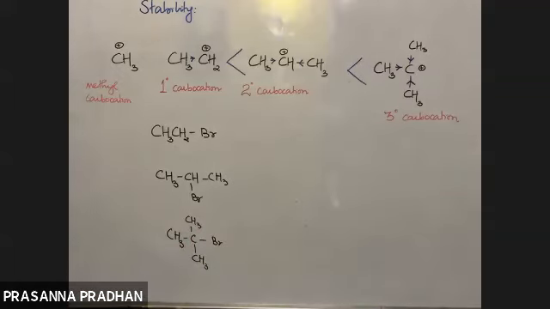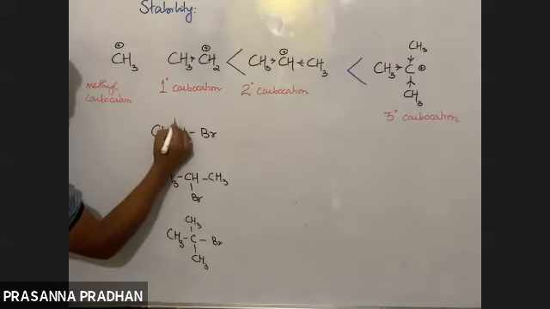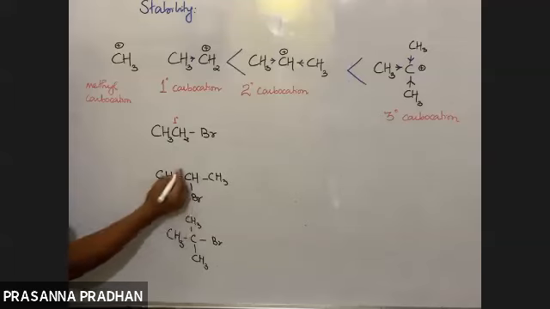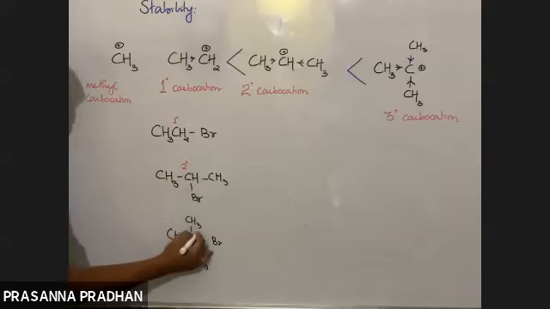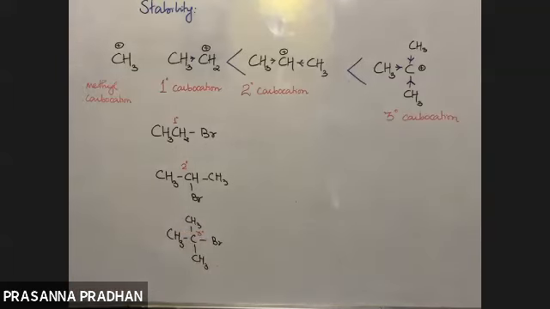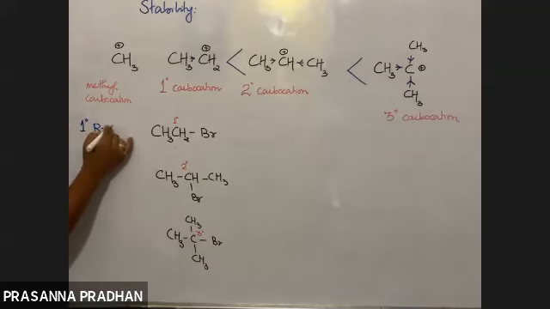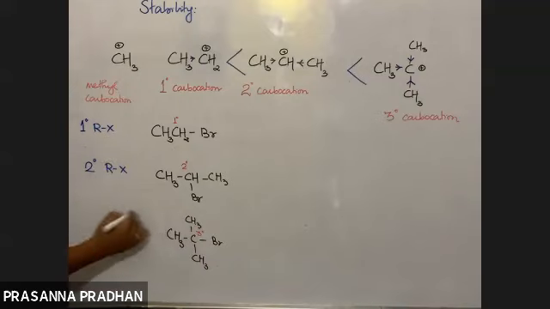Now again, let us look at the carbon to which the halogen is attached. The halogen is attached to a 1 degree carbon. The halogen is attached to a 2 degree carbon. The halogen is attached to a 3 degree carbon. So this is an example of a 1 degree alkyl halide. This is an example of a 2 degree alkyl halide. This is an example of a 3 degree alkyl halide.